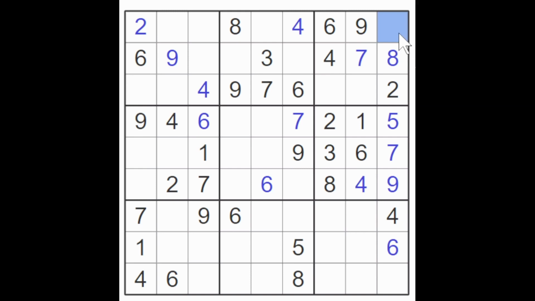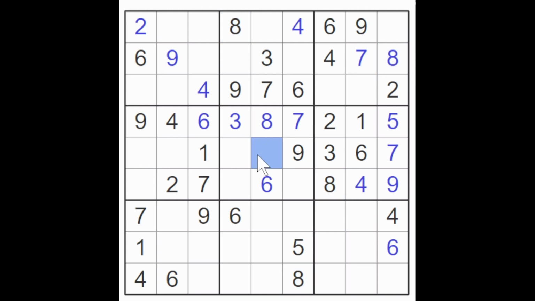This is going to be a 1 or a 3, and this is also going to be a 1 or a 3, right? Talking about 3s, this square can't be a 3 because of the 3 here, so this must be a 3, and that leaves only one cell empty, and that's got to be an 8.